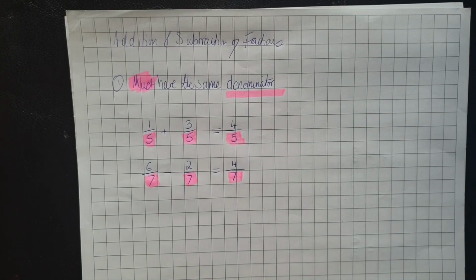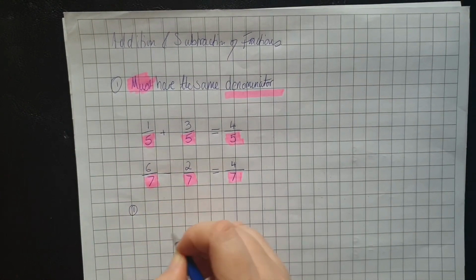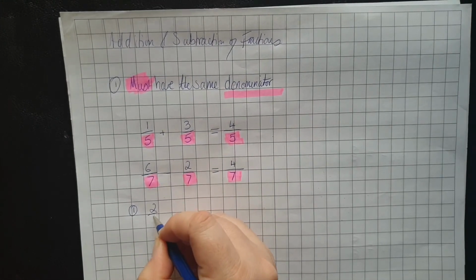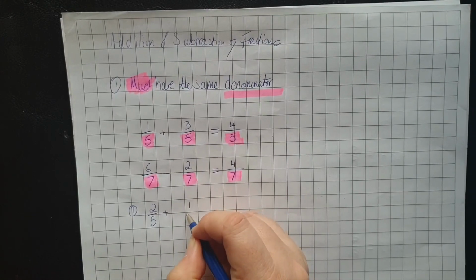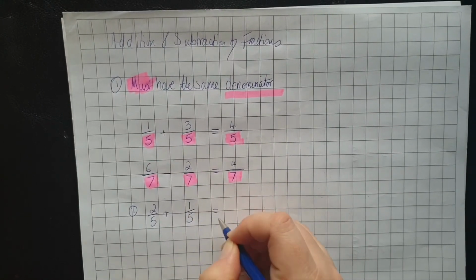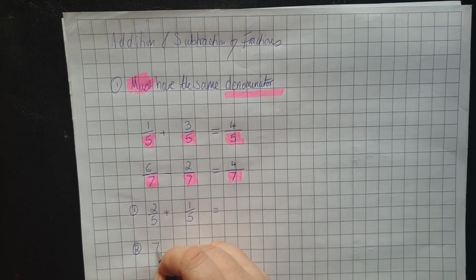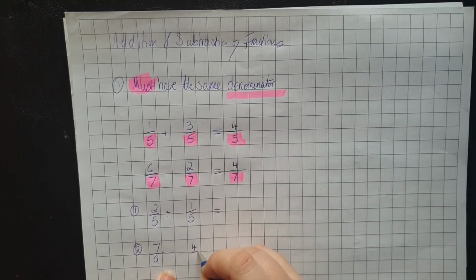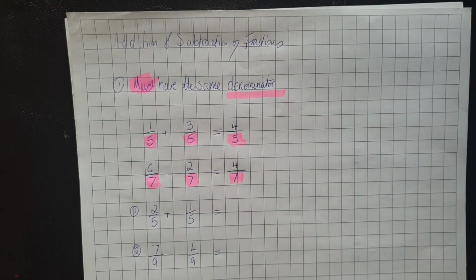Have a go at the following 2. Pause the video and then check back in to see if you're correct. So the first task that you're going to do is 2/5 plus 1/5. And the second one you're going to do is 7/9 minus 4/9. Pause the video, answer the questions, then check back in.